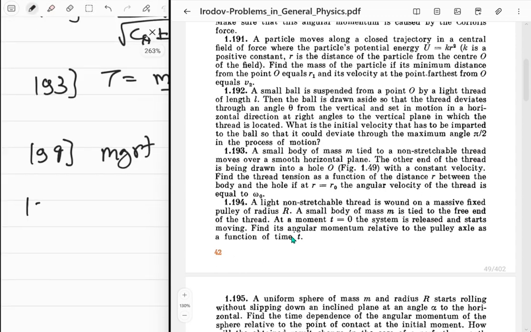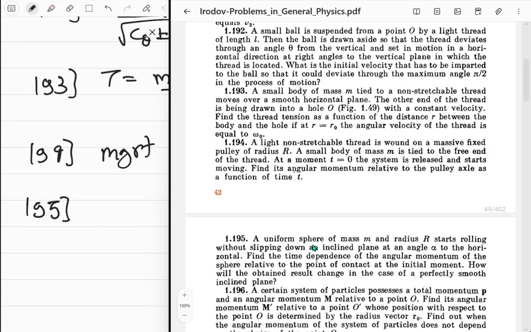195. A uniform sphere of mass m and radius r starts rolling without slipping down an inclined plane at angle alpha to the horizontal. Is there friction? No, there's no friction. Okay, then 194 must be correct, what I did. Yes.